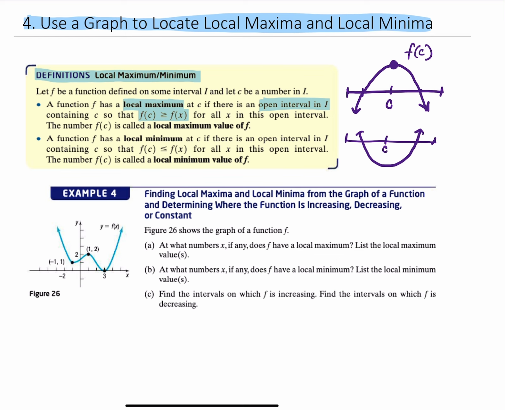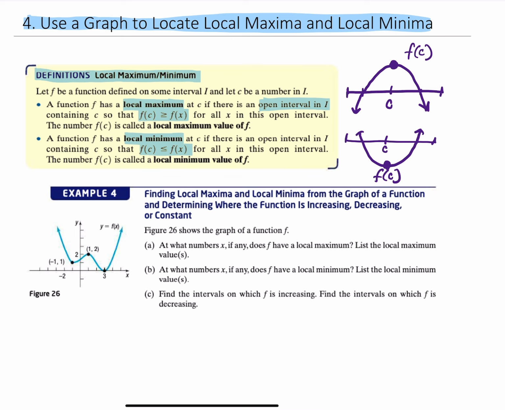And this is our point c. This would be f of c. So in this case, f of c is lower than every other output in that little window. So that'll be our local minimum. So local minimum at c if there's an open interval in I containing c such that the output at that point is less than the output of all other values in that interval. So that'll be a local minimum.